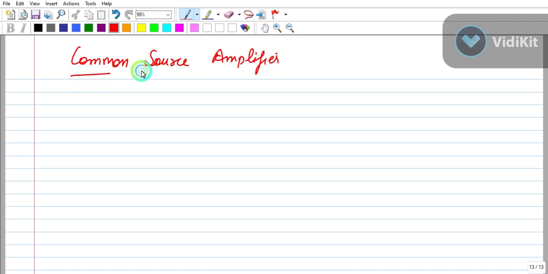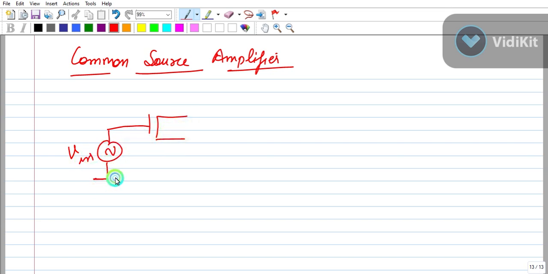Common source amplifier means we give input to the gate. This is V in, and we have to do biasing also. Obviously, we have to do V0, and this is VDD, and take output from the drain. V out.